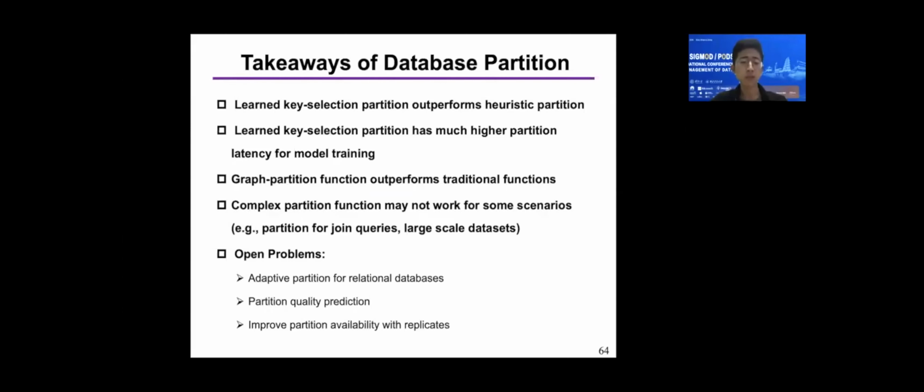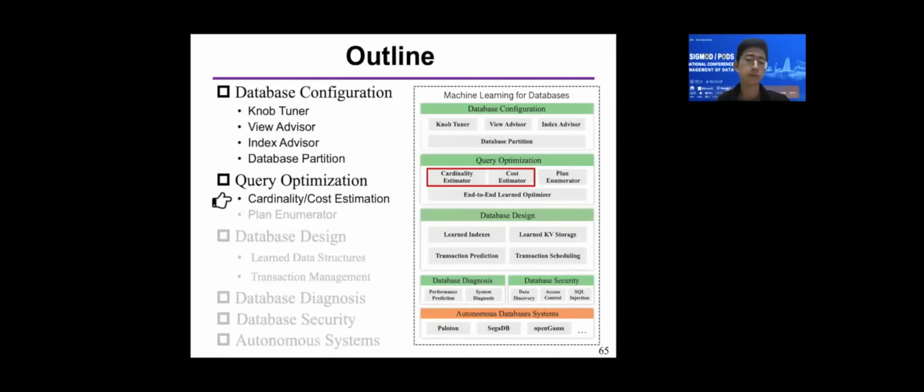So there are still many open problems, like adaptive partition for relational databases, and partition quality prediction, which is especially important for learning-based partition selection methods, and how to improve partition availability with replicas, like for small tables.